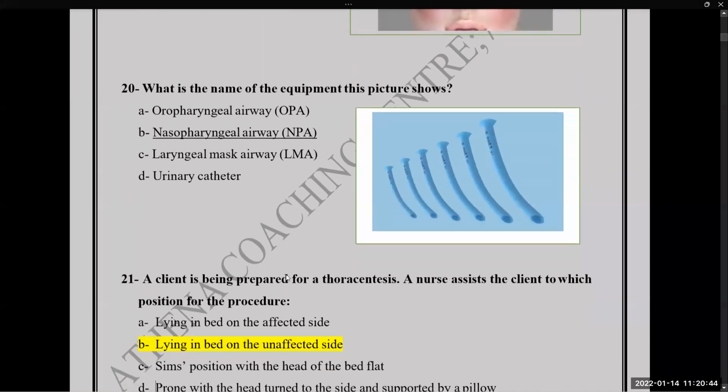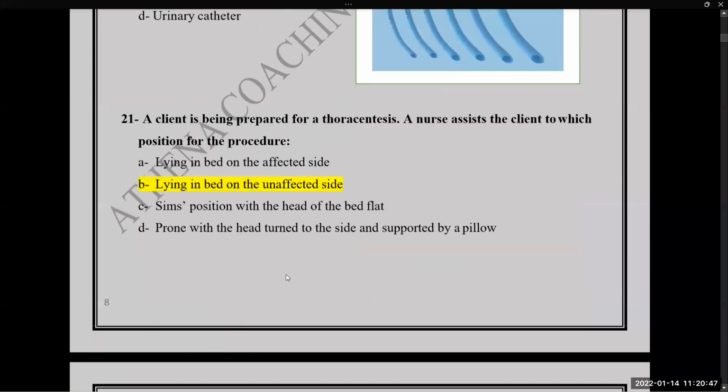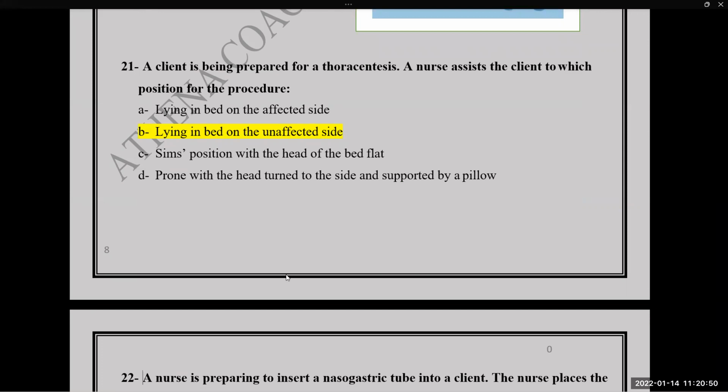Next question. 21. The client is prepared for thoracentesis. The nurse assists the client to which position for the procedure? What is thoracentesis? Removal of fluid from where? The thoracic space or the pleural space.